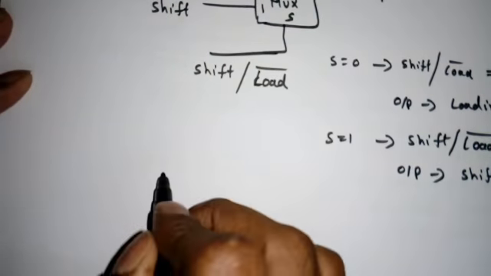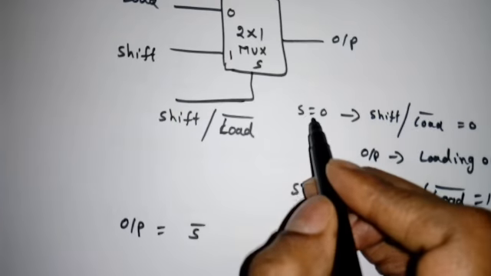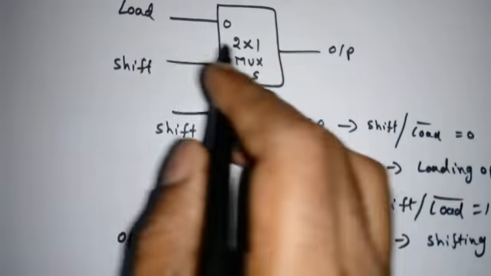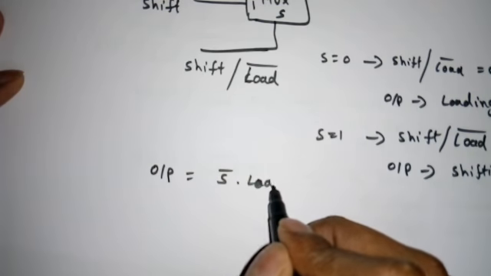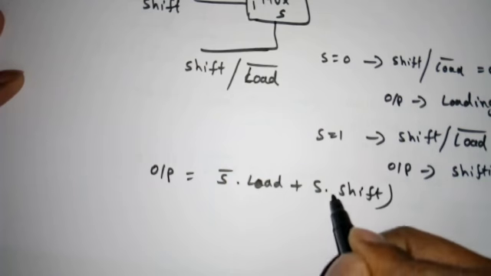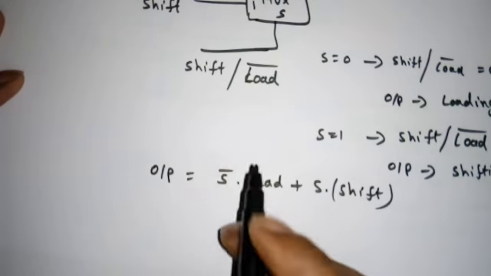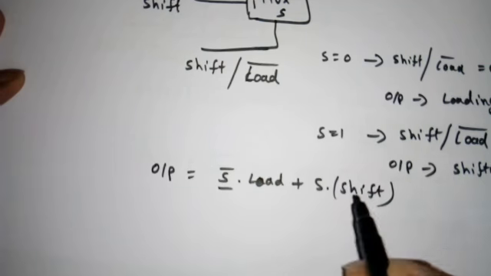So how to implement? If I write the expression for output, this is nothing but S bar into load plus S into shift. When S is equal to 0, we are performing the loading operation. Yes or no? So we are having two operations. One, when S is equal to 0, it will perform the loading. When S is equal to 1, it will perform the shift.